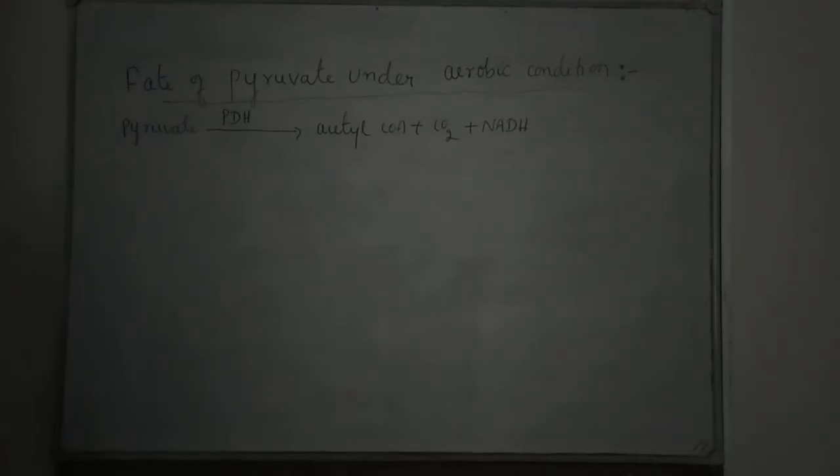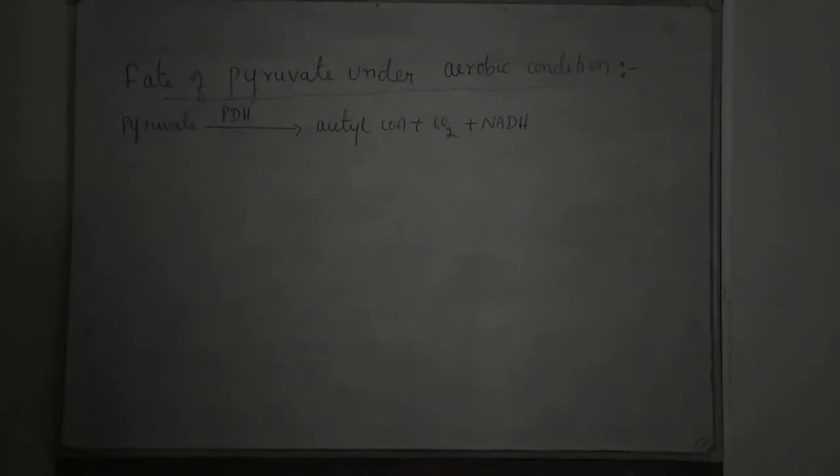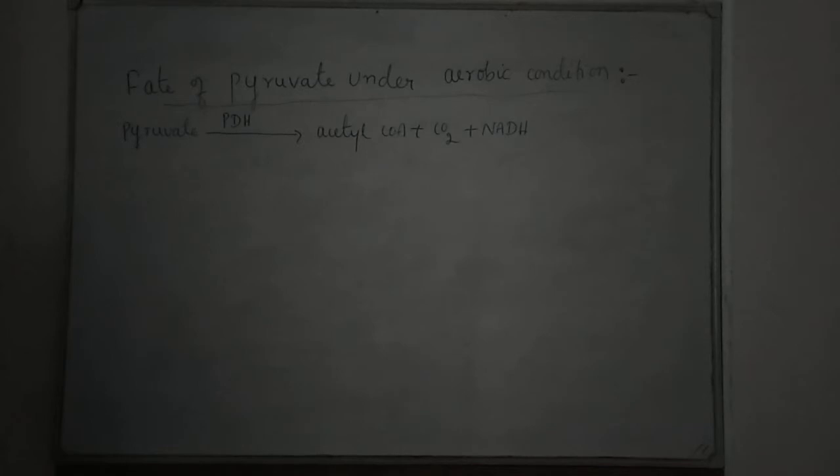So coming to the fate of pyruvate under aerobic condition. Under aerobic condition, pyruvate is converted into acetyl-CoA and carbon dioxide with the production of NADH. The enzyme involved is pyruvate dehydrogenase complex, and this reaction is also known as oxidative decarboxylation because the oxidation as well as decarboxylation takes place at the same time.